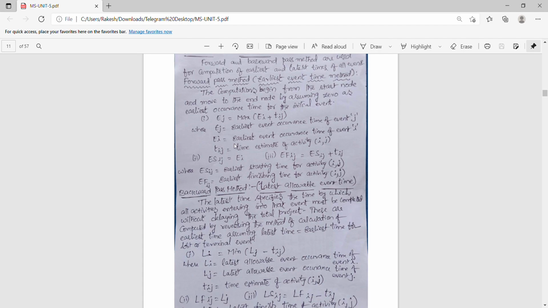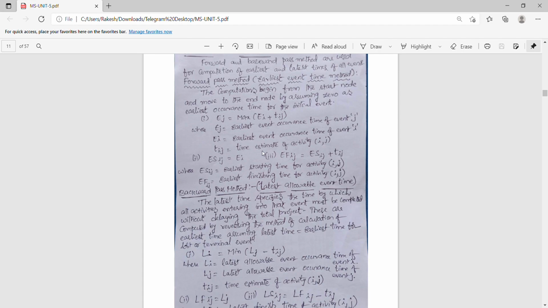EJ means earliest event occurrence time of J. It means the time for the second node is the max of the previous nodes' times plus the time taken from the previous node to the EJ node.